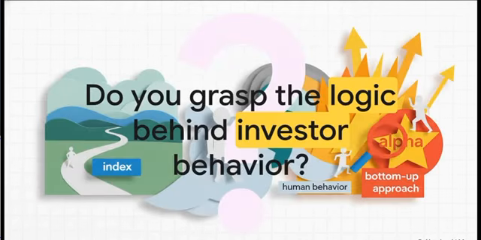I want to leave you with this final, somewhat provocative thought. Equity strategies in CFA Level 1 are really just about understanding human behavior, how investors think, act, and react in the markets. Once you truly grasp the logic behind whether an investor is seeking safety in a passive index or aggressively hunting for alpha through a bottom-up approach, these exam questions become so much easier to decipher. So ask yourself right now, do you grasp the logic? Master the why, and you are going to absolutely dominate this section of the exam.